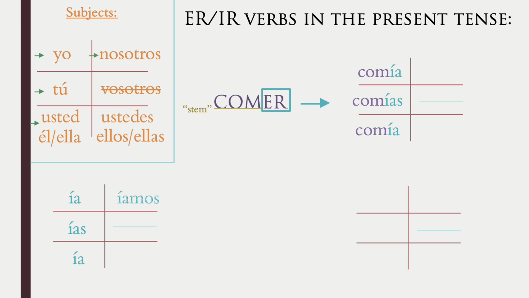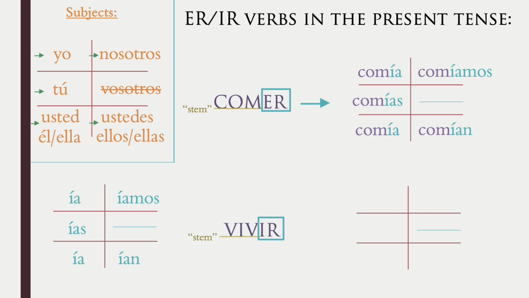For nosotros, the ending is íamos. So swapping out that ER for the íamos, I end up with comíamos. We used to eat. And for ustedes, ellos, and ellas, the ending is ían. So swapping out that ending, I get comían.